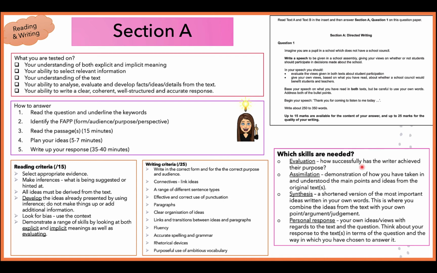So which skills are needed here? Definitely, I've said a few times here, evaluation. How successfully has the writer achieved their purpose? What do you think about their ideas? What are the pros and cons? Assimilation: show how you've taken in and understood the main points and ideas from the text. Synthesis: this is a shortened version of the most important ideas written in your own words. It's where you combine the ideas from the text with your own point, your own argument or your own judgment, so they kind of interleave together.